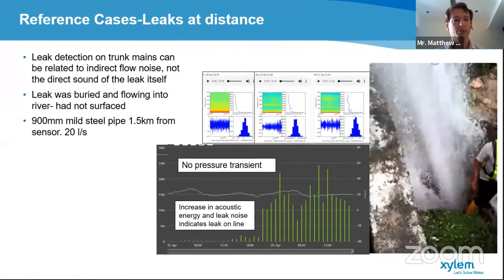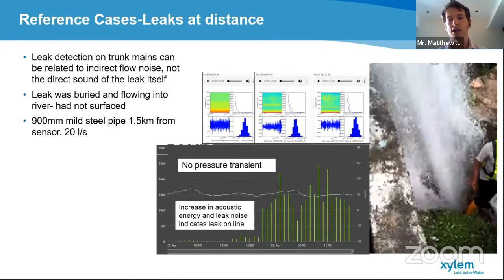So here's another example. This case study shows being able to detect leaks that may not have surfaced from a greater distance than we typically have with acoustic sensors. So in this particular case, we had a 900 millimeter mild steel pipe, and the leak occurred 1.5 kilometers from our sensor. It was a very large leak, 20 liters per second.